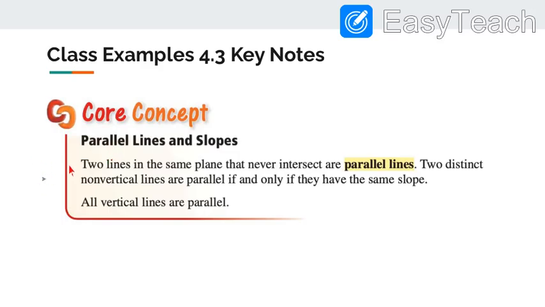Parallel lines are lines that have the same slope. They will never intersect, okay? And two non-vertical lines are parallel if they have the same slope. Anything that is vertical is always going to be parallel because they're going straight up and down. Two things that are going straight up and down are obviously not going to touch each other. So the slopes must be the same.